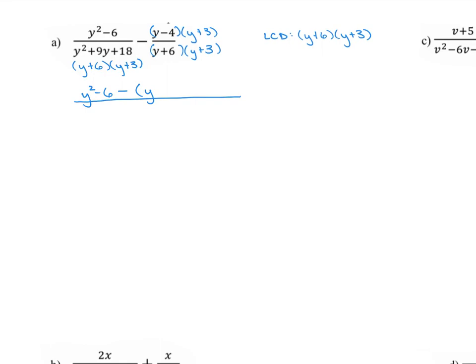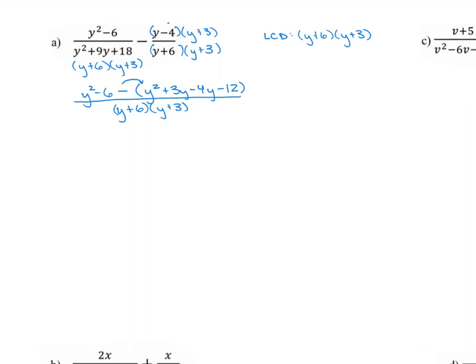Sorry, we do outsides next. Plus 3y minus 4y, my insides, and my last is minus 12. All over y plus 6 times y plus 3. As this is a subtraction problem, we want to be very careful. We want to make sure that we remember to distribute our negative. So I'm going to do that now.